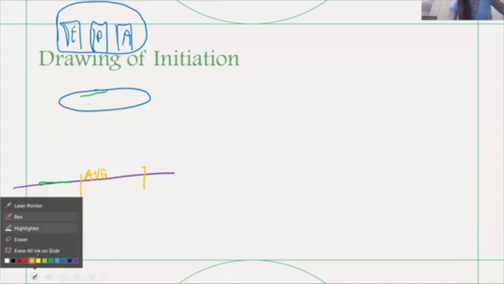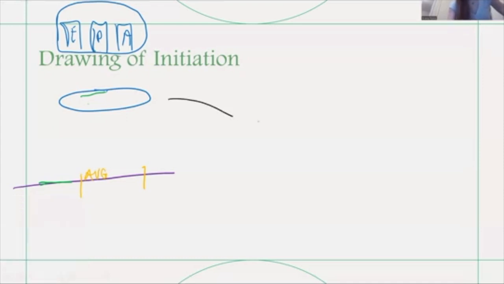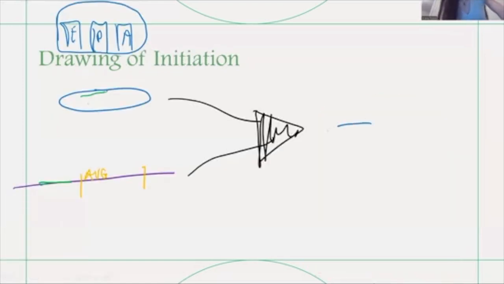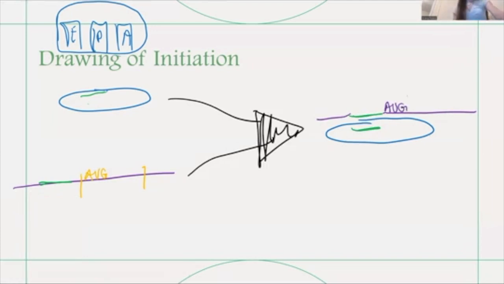So we're going to bring these 2 together. And now we have that small subunit of the ribosome with the complementary sequence. And then we have our mRNA that is bound, and we have that AUG located right where we want it.